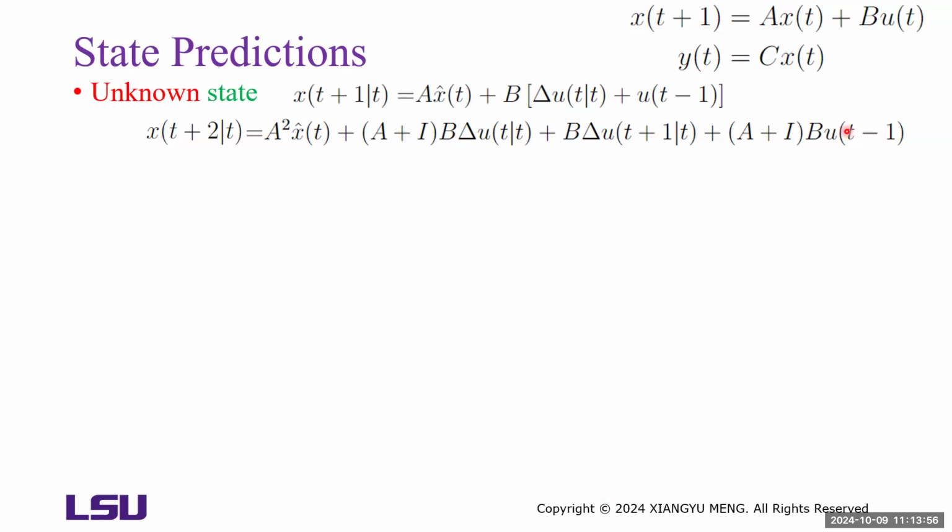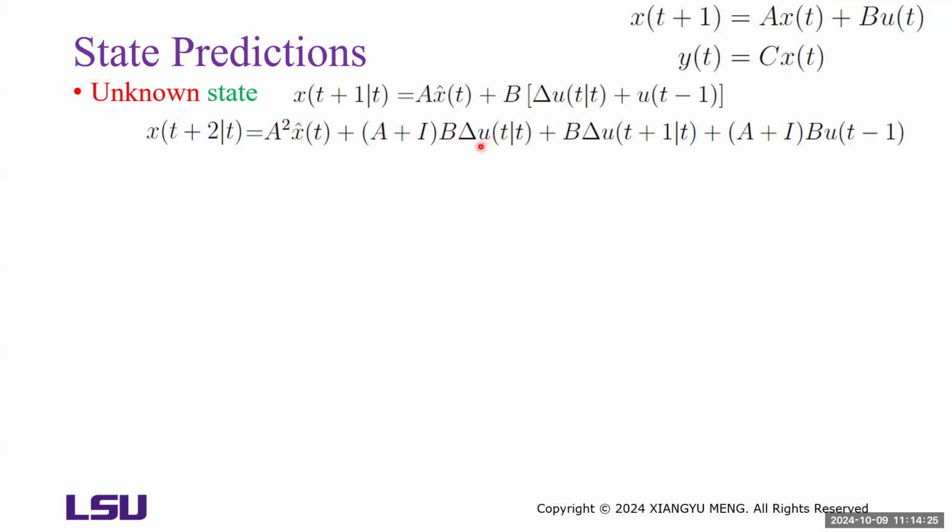Now let's try to find the patterns. As we can see, the coefficient of x t hat will be A, depending on the order. If here is 1, it will be A to the power of 1. Here with 2, it will be A to the power of 2. In the general case, if x t plus k, here will be A to the power of k.